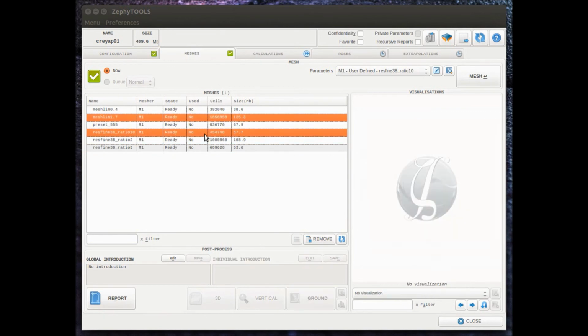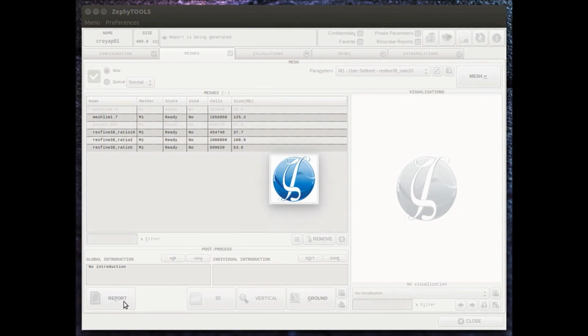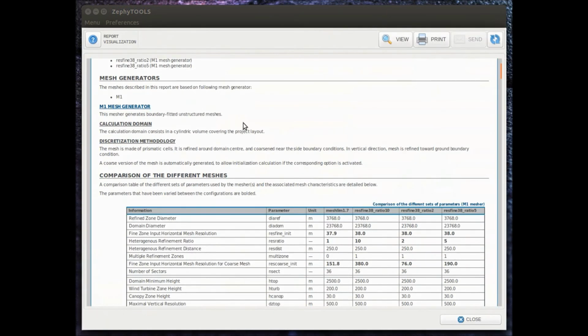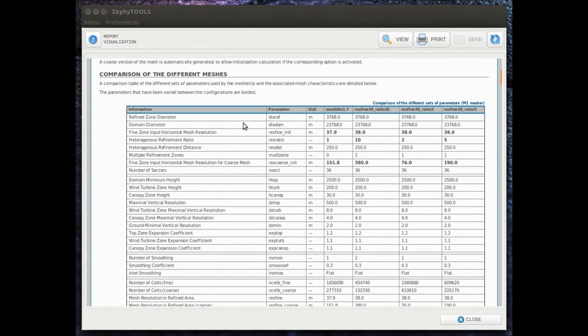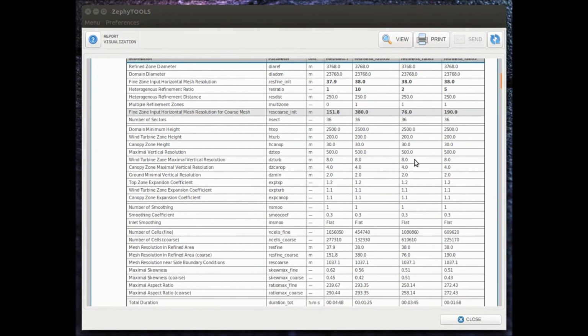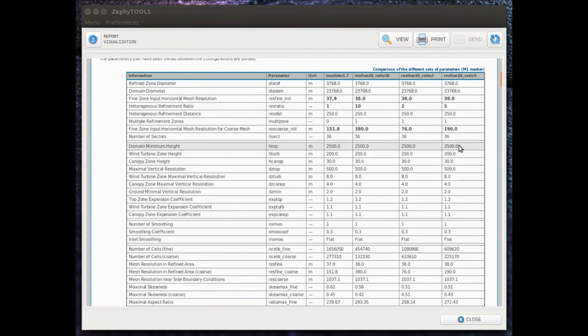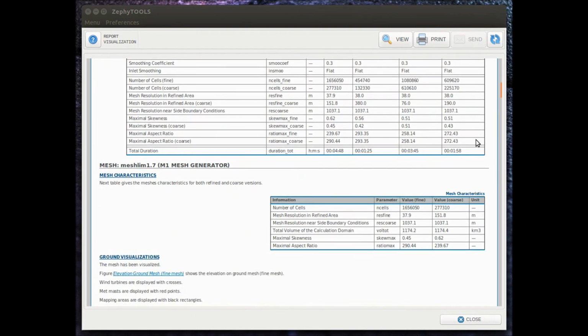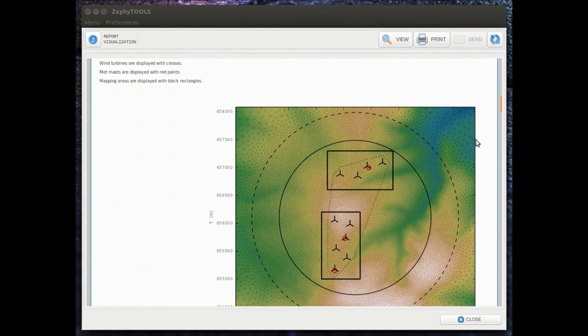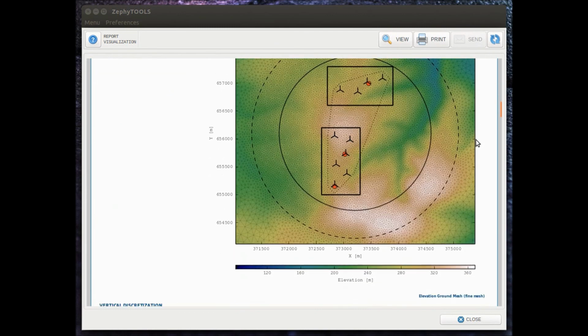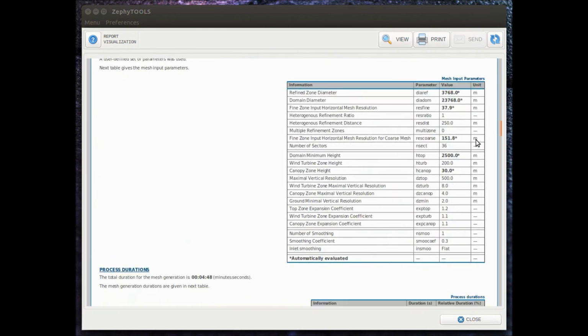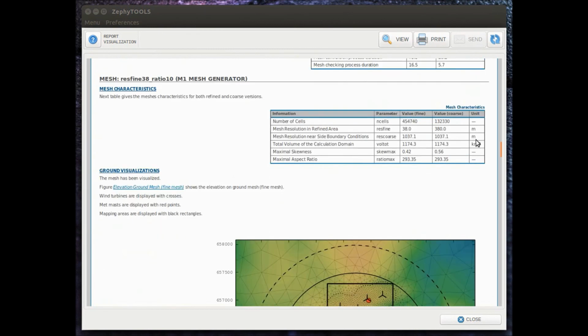By generating a report, as we did earlier, we can compare all the different meshes. So from the mesh that we built with homogeneous refinement of 1.7 million cells, we can see how the number of cells has gone down to 450,000 using the same resolution, but a ratio of refinement of 10. So this is the heterogeneous refinement, and we will see how it is when it comes to a ratio of 10.